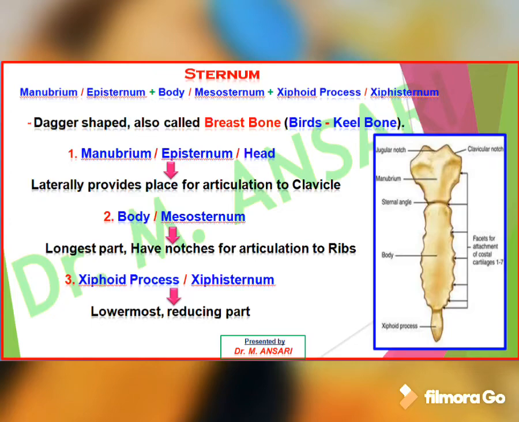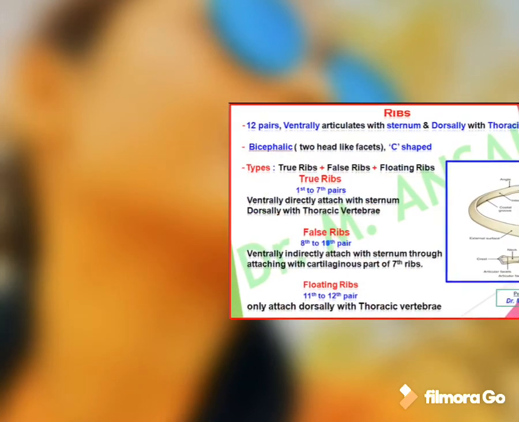Manubrium is also called episternum or head. It laterally provides a place for articulation to the clavicle. The middle part is called body or mesosternum. It is the longest part and has notches for articulation to ribs. The last part, the xiphoid process, which is also called xiphisternum, is the lowermost and reduced part of the sternum.